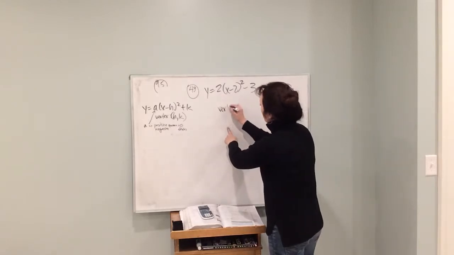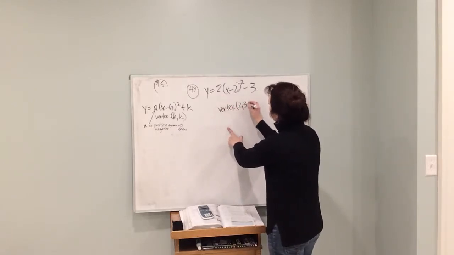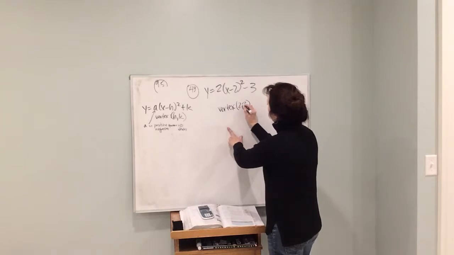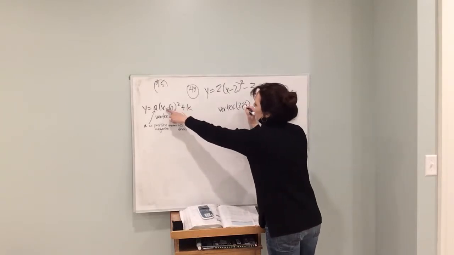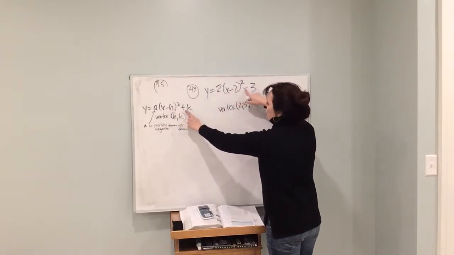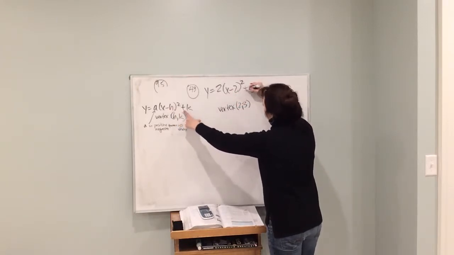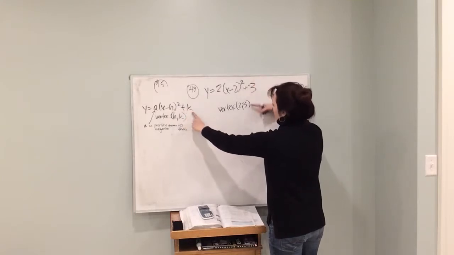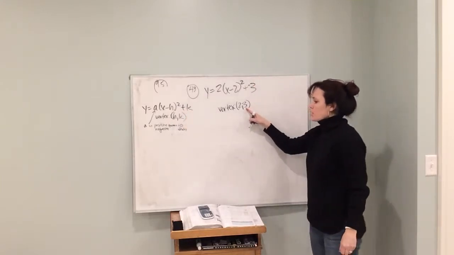The vertex is (2, negative 3). It has to be in this form. See, those match, so the 2 is the h, but those don't match. So if I make this a plus, then that's a negative 3. So there's my negative 3 right there. My vertex is (2, negative 3).